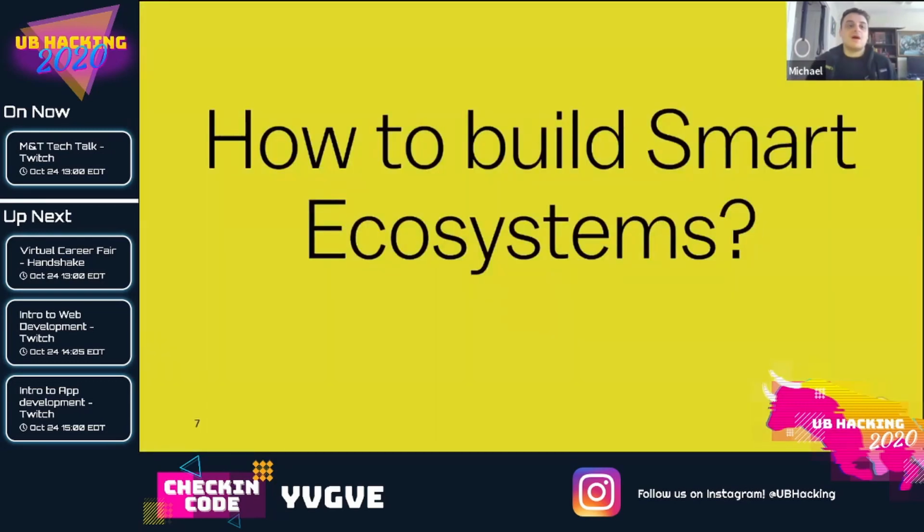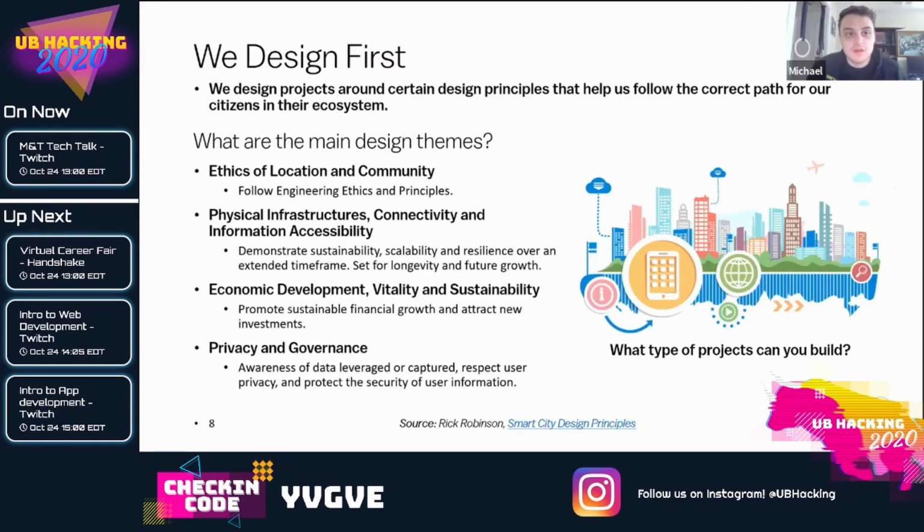Move forward. How to build smart ecosystems. First, we design. We design our projects around certain design principles that help us follow the correct path for our citizens and their ecosystems. There are a lot of different design principles that you can follow, but for this presentation, we tried to boil it down to four main principles.